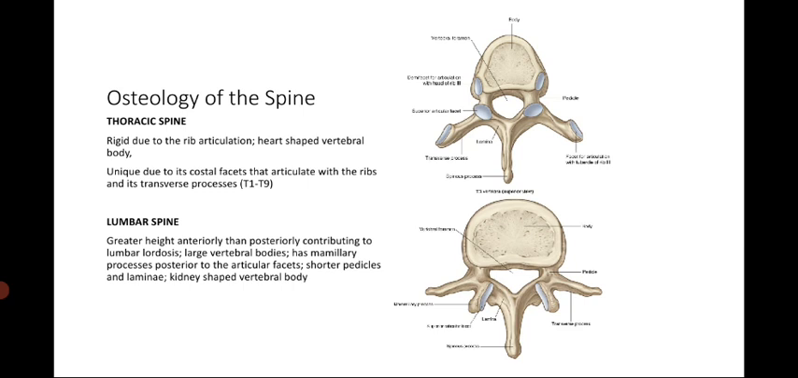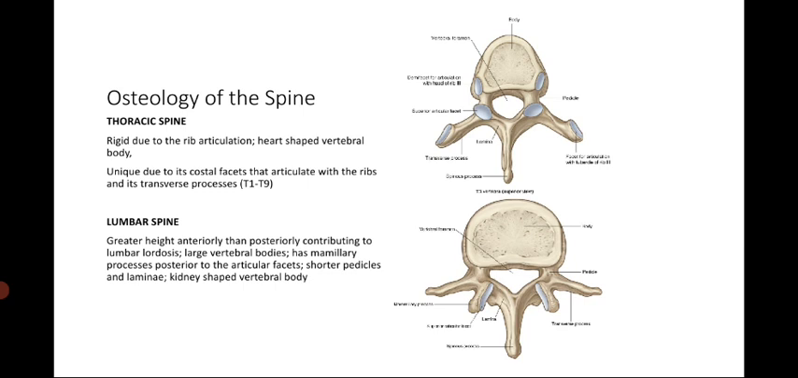Next, we have the thoracic spine, which is the most rigid part. Its rigidity is due to its rib articulation. Another important aspect of the thoracic spine is the shape of its vertebral body, which is heart-shaped. It's unique due to its costal facets that articulate with the ribs, and the transverse process from T1 to T9.